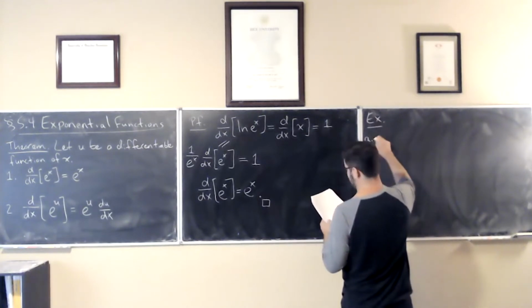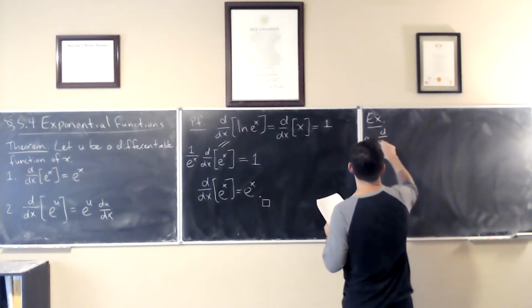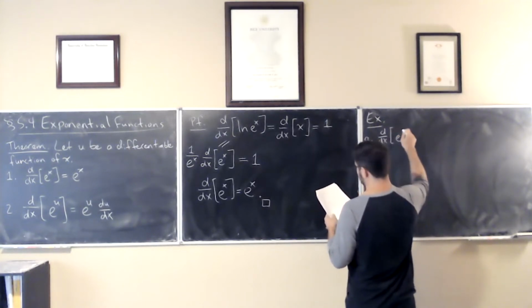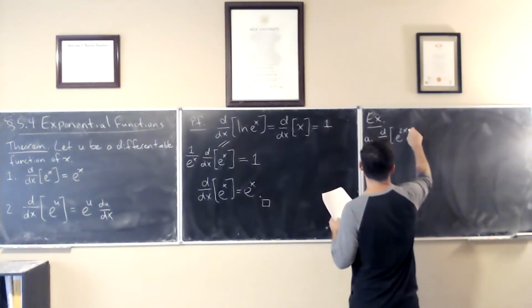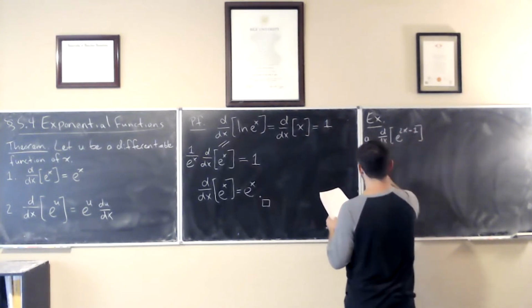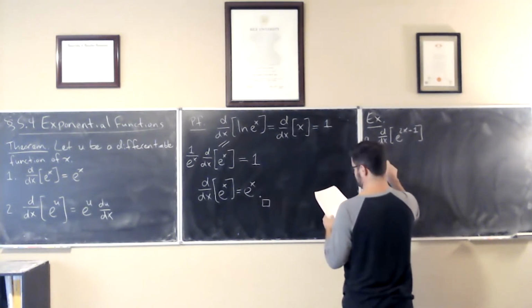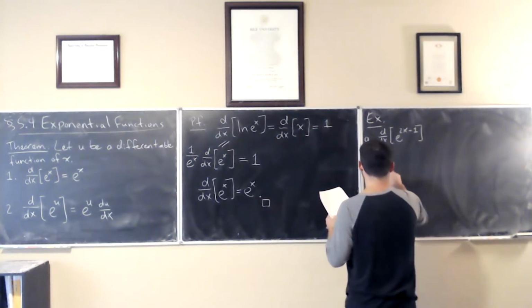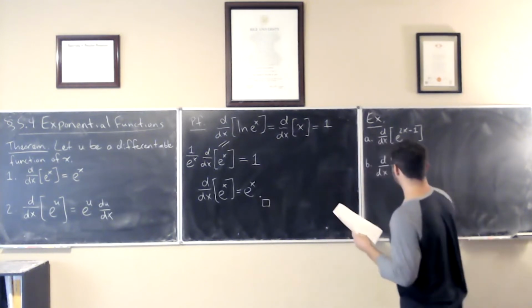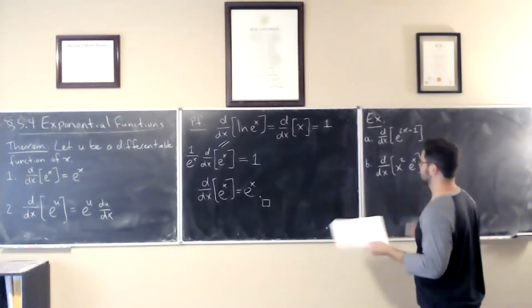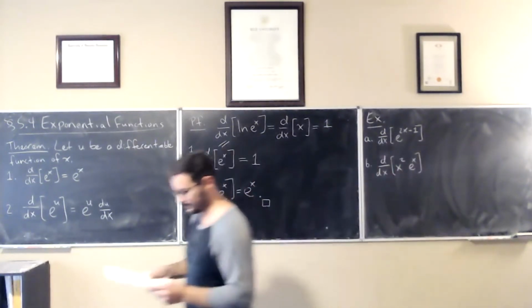So take part A, the derivative of e to the power 2x minus 1, and then part B, the derivative of x squared times e to the power x. Simple examples here.